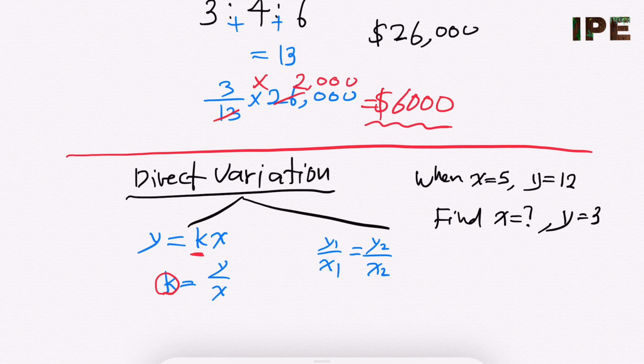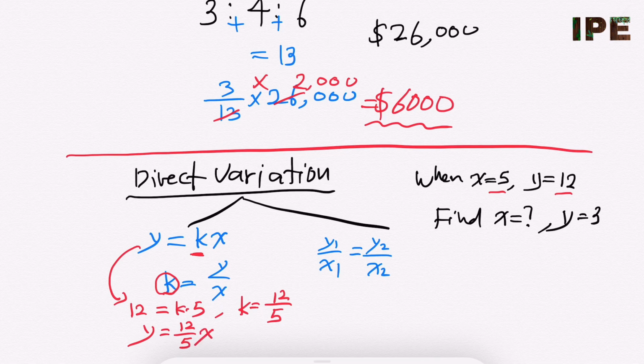If I use the direct variation equation, just plug in 5 for x and 12 for y. So the equation is going to be 12 equals k times 5. Find k first: 12 over 5. So the equation y equals kx is going to be y equals 12 over 5 x. And then they ask for the x value when y equals 3, so I plug in 3 for y and find the x value.